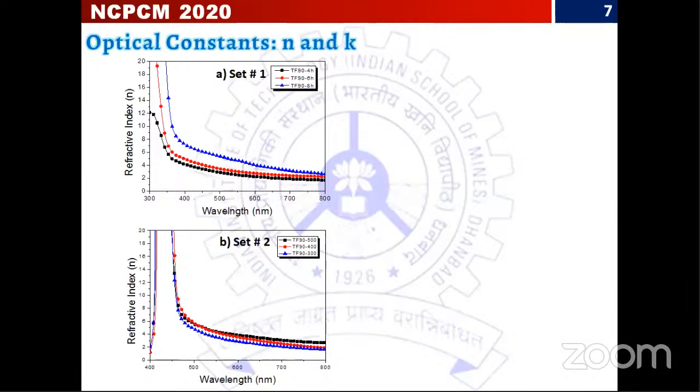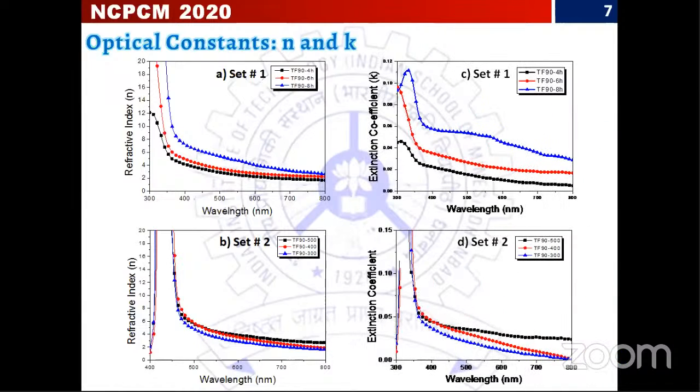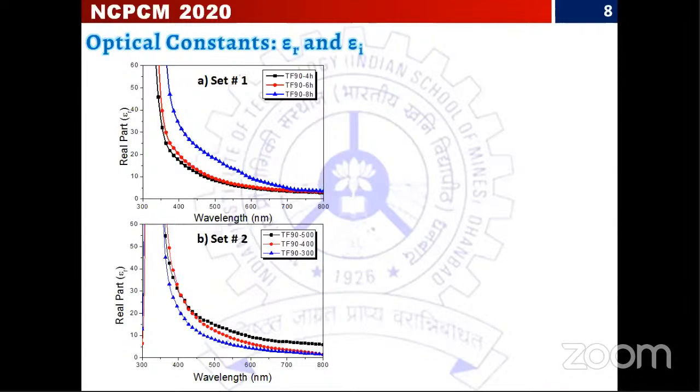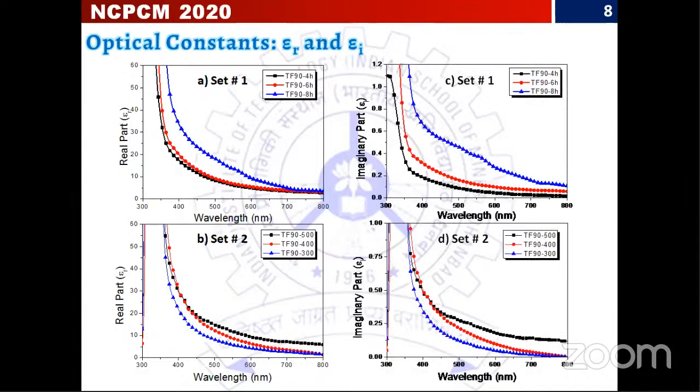Next, we have calculated the optical constants, the refractive index and the extinction coefficient. The values of refractive index are found to increase with increasing annealing time and annealing temperature. Similarly, the value of the extinction coefficient also increases with increasing annealing time and temperature. Next, we have calculated the real and imaginary parts of the dielectric constant. On increasing annealing time and annealing temperature, the values of the real and imaginary parts of the dielectric constant also increased.